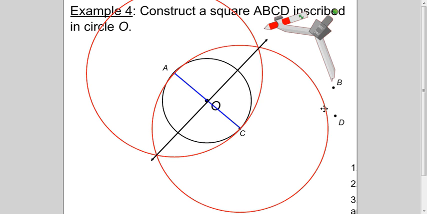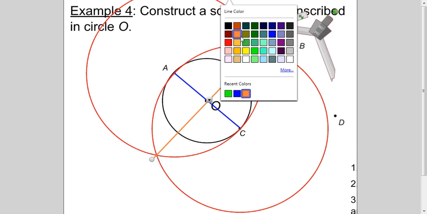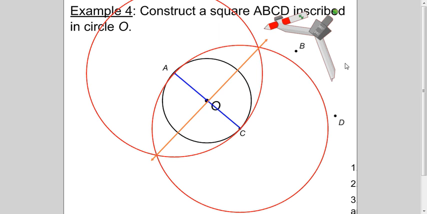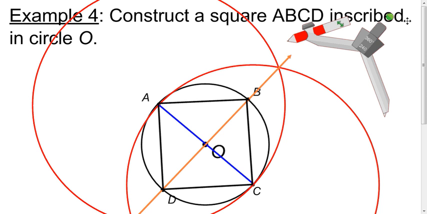And now, look at the points where the perpendicular bisector we just drew. Let's change that color. Let's make that one orange. Look at where the orange perpendicular bisector hits the black circle. Let's call this one B, and let's call this other point D. When we connect these, we will have our square. That was off a little bit. Yeah, let's move that over. That looks better. So I'm going to go ahead and connect those. Okay, I drew my square.